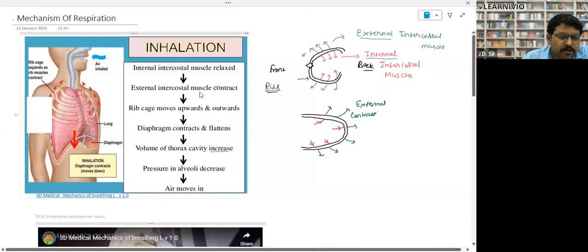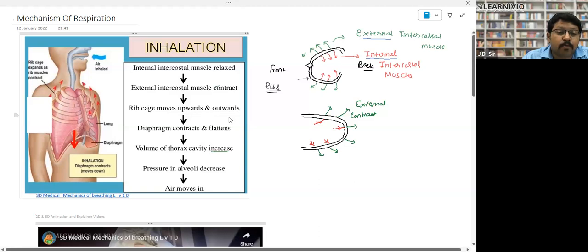What happens when the internal intercostal muscles relax? Means these internal muscles get relaxed, right? How does inhalation take place? When the internal intercostal muscles relax, then the external intercostal muscles contract. One will relax and one will contract. That's how it will take place. So when we inhale, means how we breathe in, the internal intercostal muscles relax and the external intercostal muscles contract.